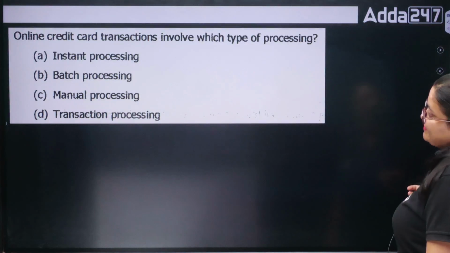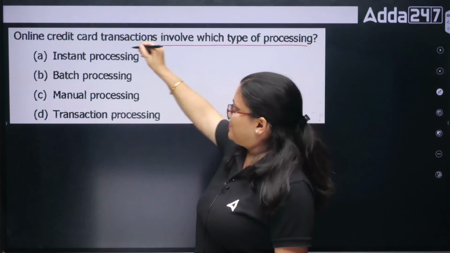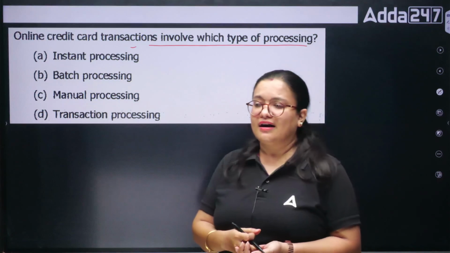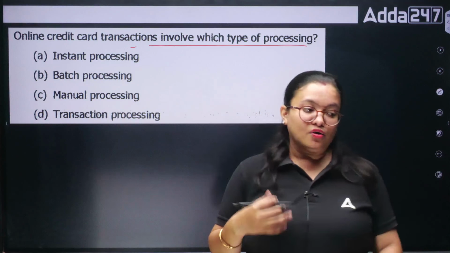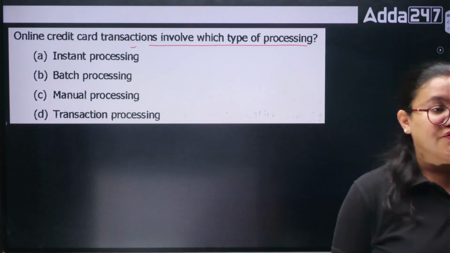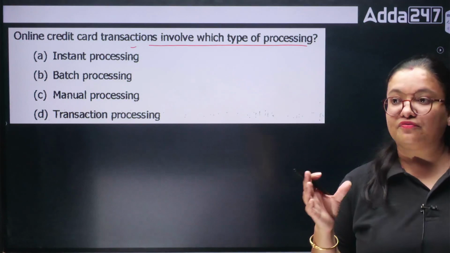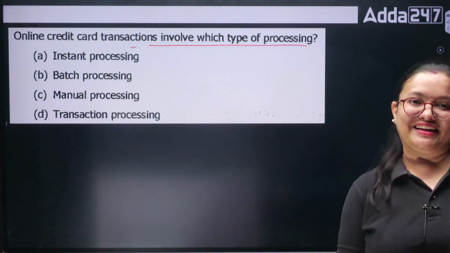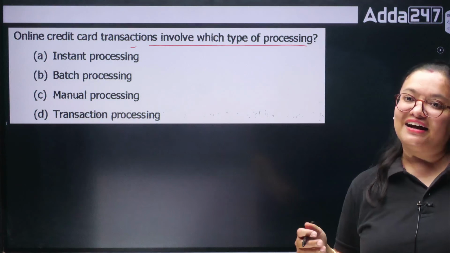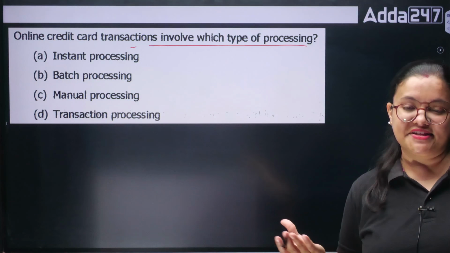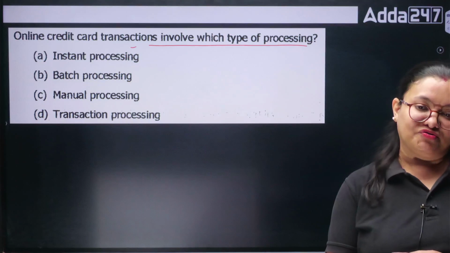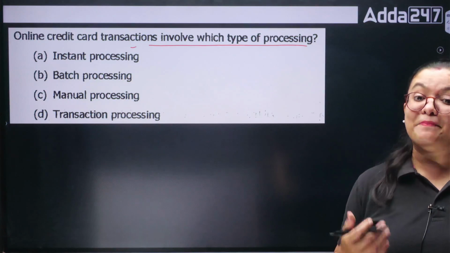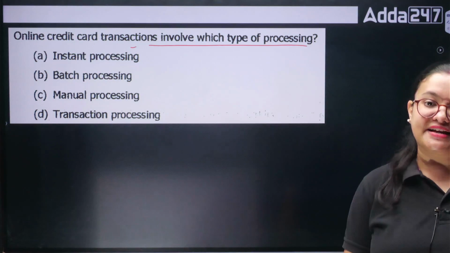Next, online credit card transaction involves which type of processing? Nowadays, credit card or debit card processing is mostly used whenever we want to make a huge transaction. Think I want to buy an iPhone today. At that time I'm using a credit card or a debit card transaction. What is the name of the processing called? Is it instant processing, batch, manual, or transaction processing?